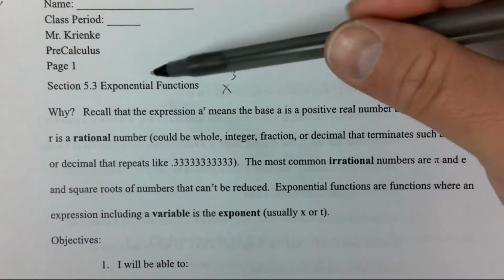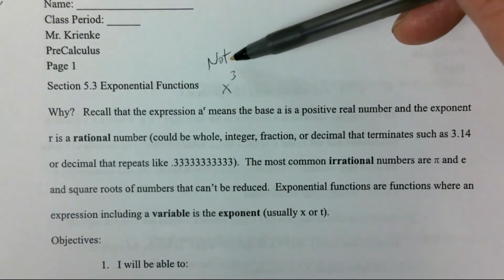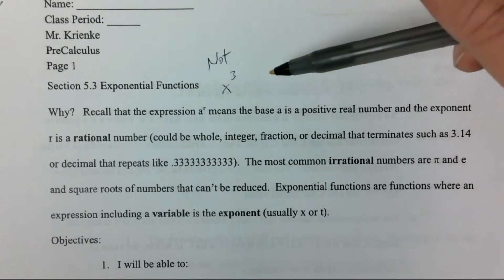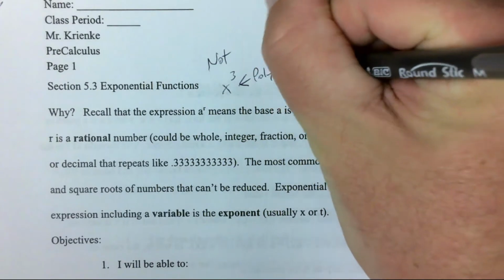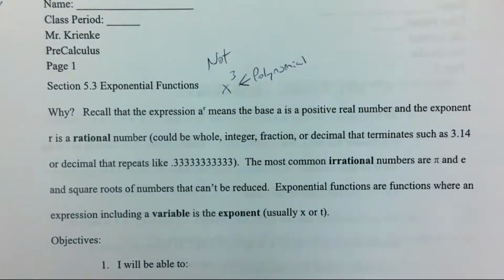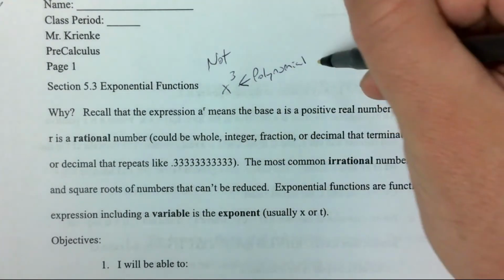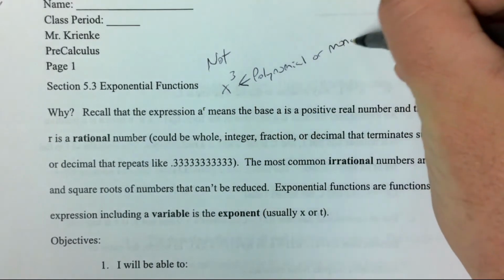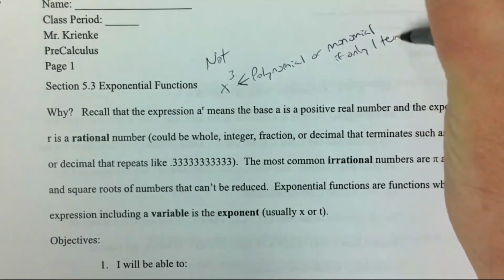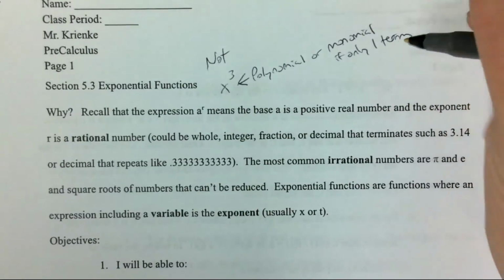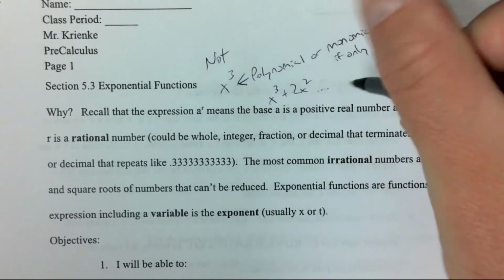So when you think of exponential, you may think exponent, which is right, but in this case, that would just be a polynomial if it had one or more terms. If it only had one term, then it'd be a monomial. So x cubed plus 2x squared, etc. would be a polynomial.